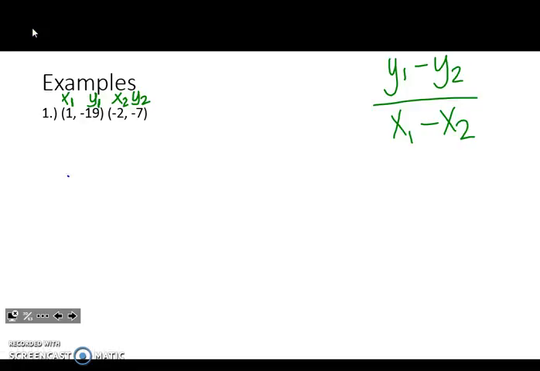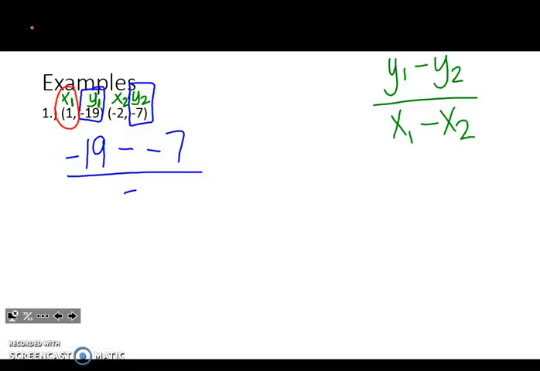Then the first thing you're going to want to do is draw that big fraction bar and your 2 minus signs so that we don't forget about those. On the top, we're going to always put our first y, which is negative 19, minus our second y, which is a negative 7. On the bottom, you're going to put your first x, which is a 1, and your second x, which is a negative 2. And then you're ready to do the math straight across.